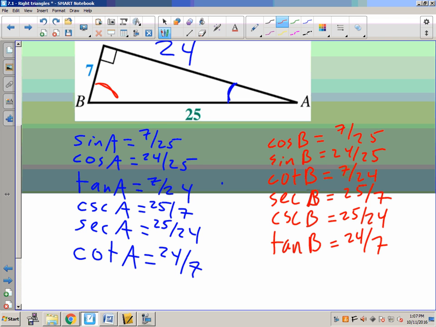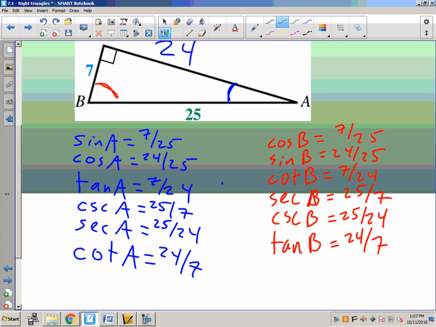So what happens when you switch from one angle to the other? What changes about your triangle when you switch from one angle to the other? Does the hypotenuse change spots? No. Adjacent and opposite, they just flip-flop, right? So when you go from one angle to another, the adjacent and opposite just flip.